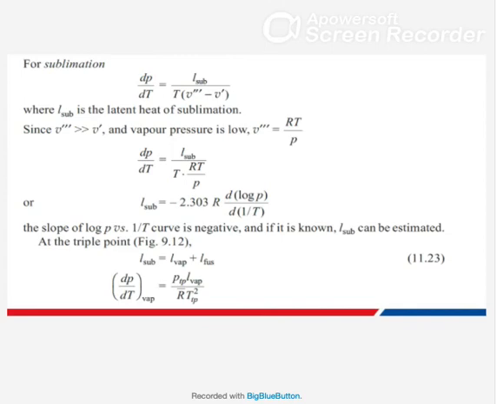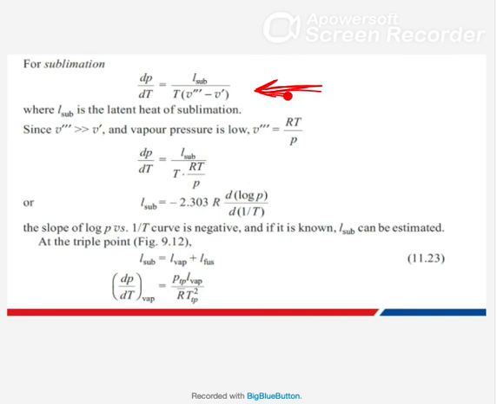Now the last thing, the last slide: we have seen vaporization, we have seen fusion, now sublimation. For sublimation also we can use the same equation.